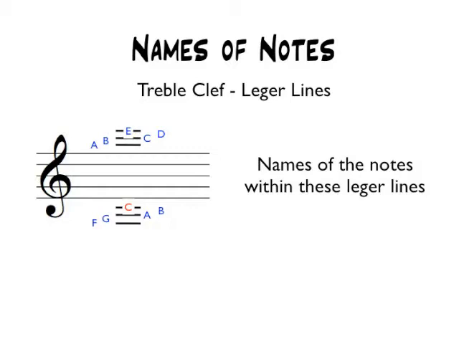So going on up, the first ledger line above the top line is A, and then that quote-unquote space is B. Second ledger line is C, then we have the space of D, and then the top ledger line is E. And again, we could just keep going on and on and on. As long as we keep everything in alphabetical order, it all makes sense.